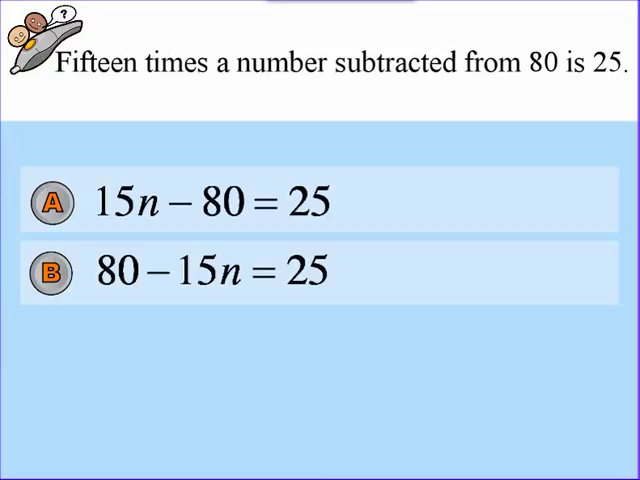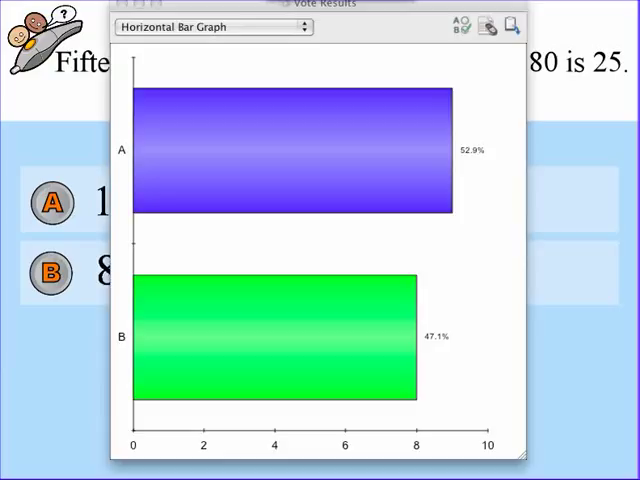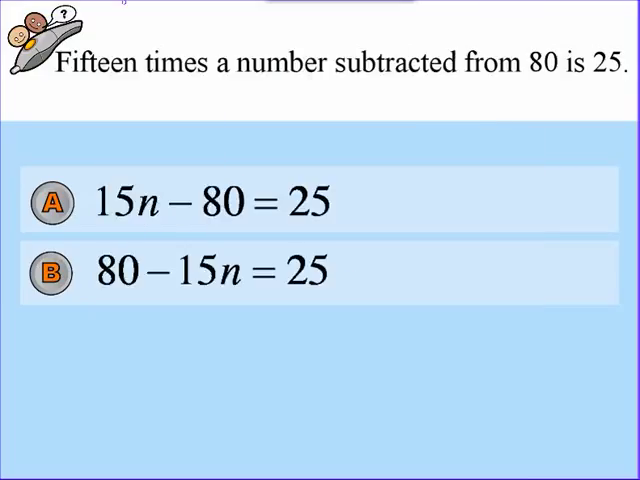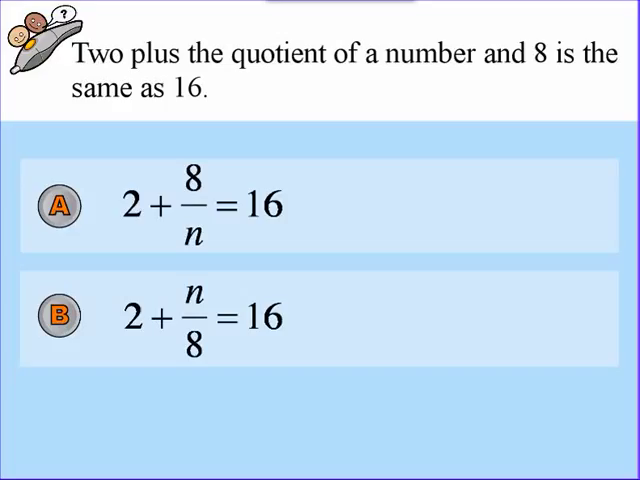You have a 50-50 chance here. And the answer is B. So let's look at this. 15 times the number, right here, 15n, subtracted from 80. So 15n is subtracted from 80. That is 25. Okay, let's try this other one.